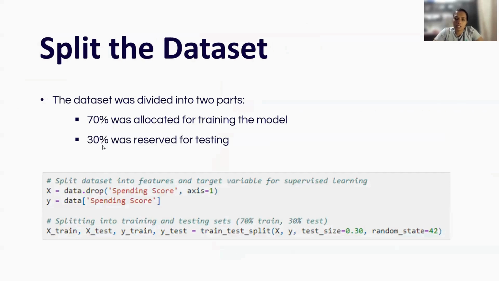Next, about splitting the dataset into two parts for training and testing. We decided that around 70% was allocated for training and 30% was allocated for testing.